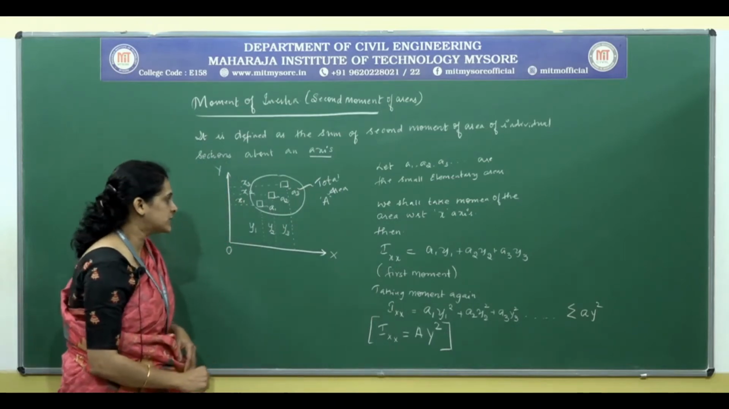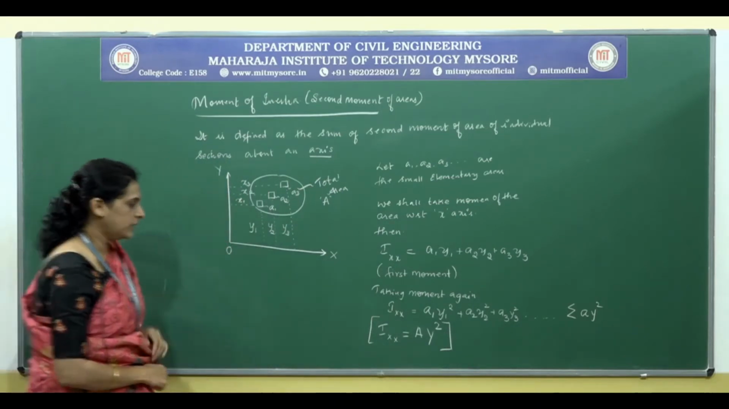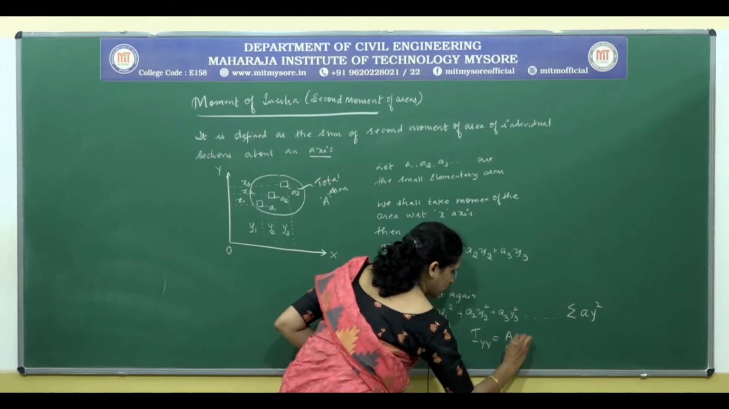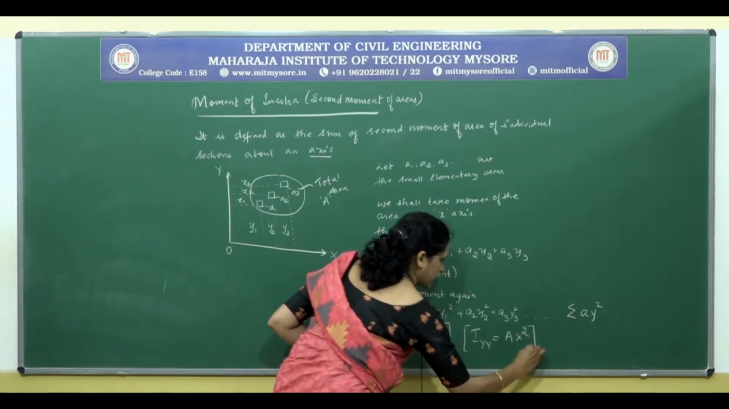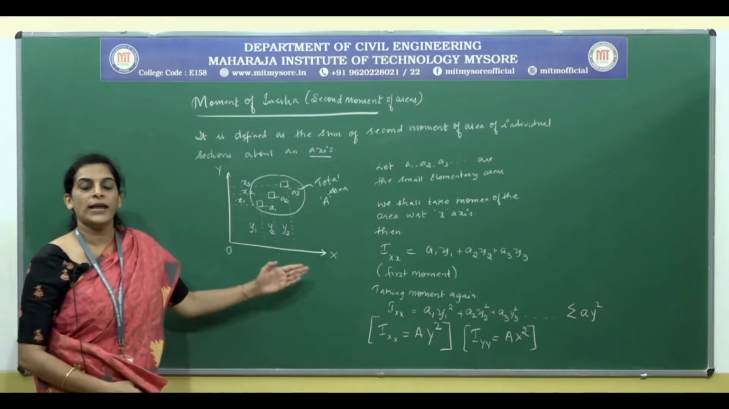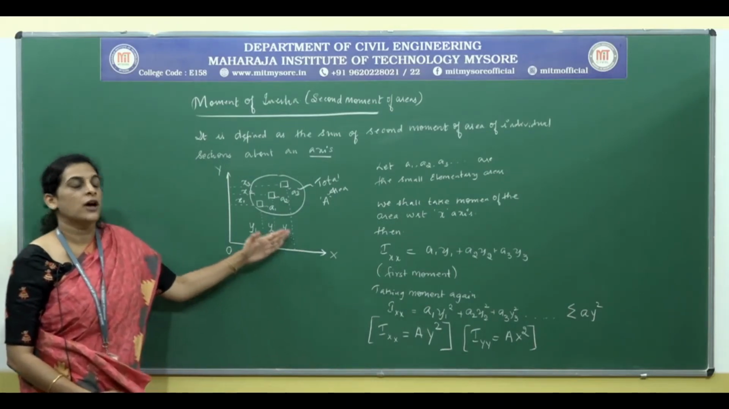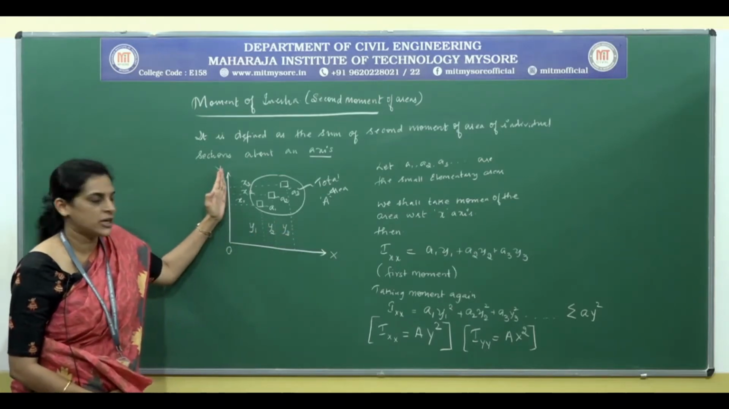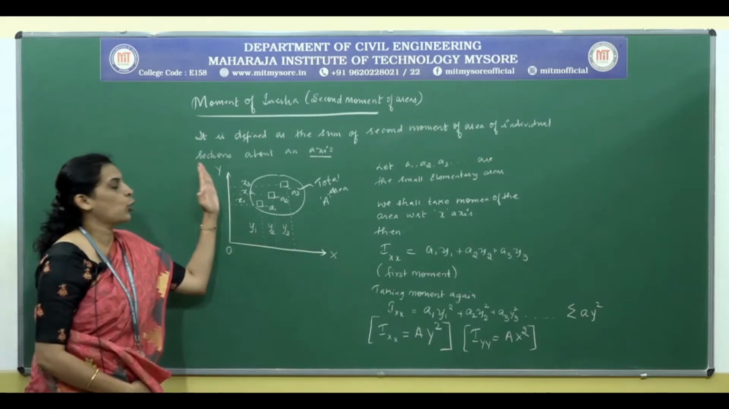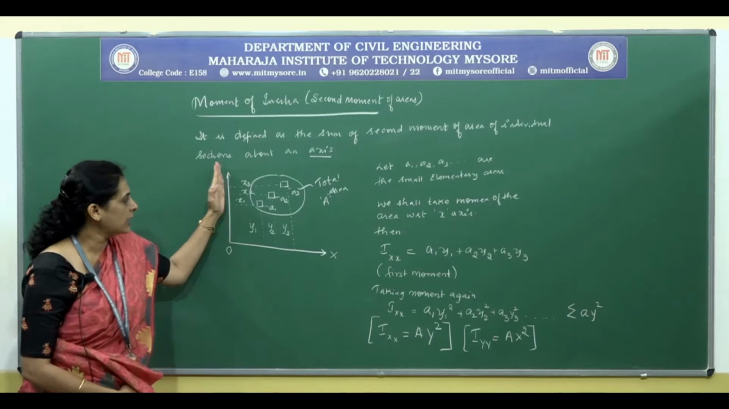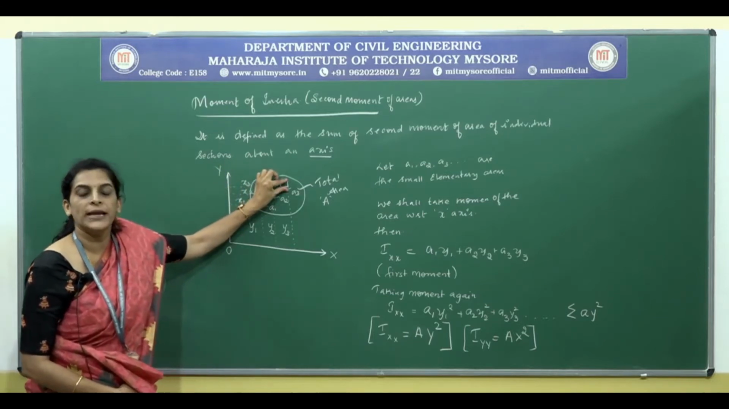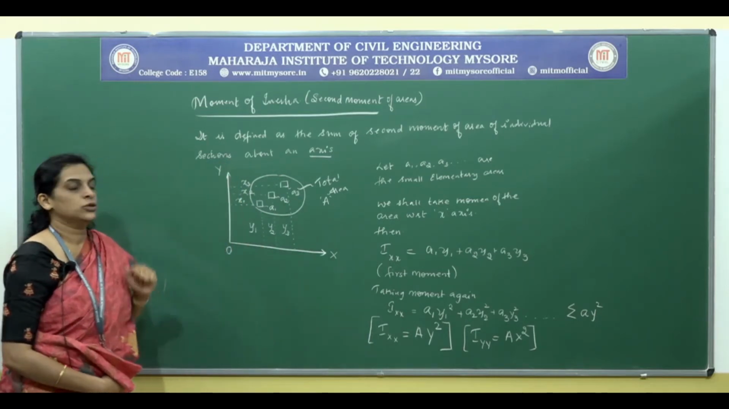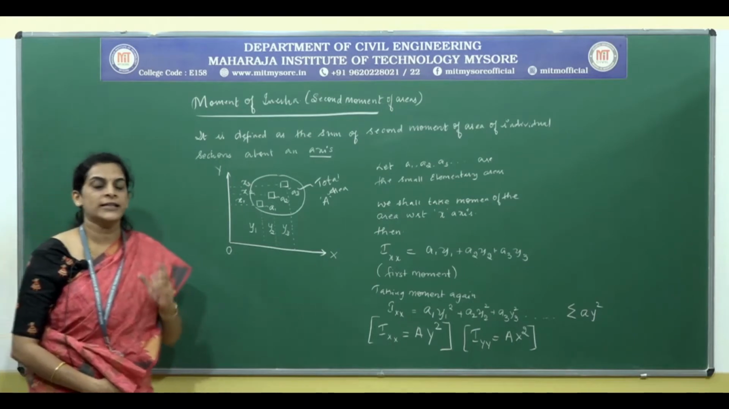Similarly, if we consider Y axis, then Iyy is equal to A into X square. So this is how we consider the moment of inertia with reference to the reference axis. Which are all the reference axes here? OX and OY. So these areas would be considered based on the reference axis. Now moving on to the next concept.